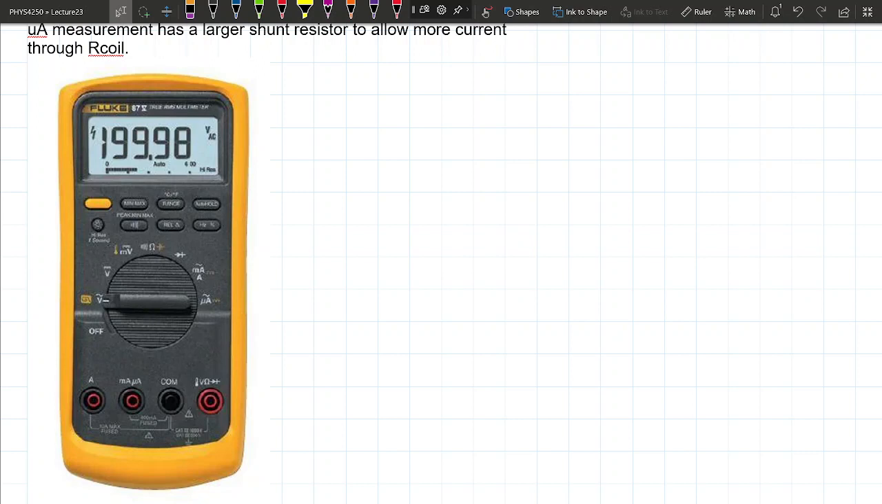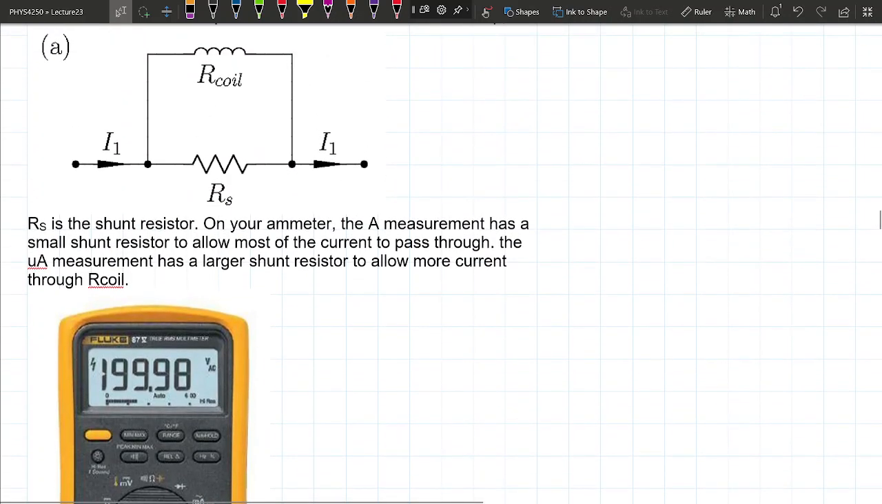When you put it into the A, it'll give you the same coil, but the shunt resistor will be very small. That means most of the current actually goes through the small resistor. Remember, smaller resistance means the broader street, a bigger pipe. So most of the current goes through the shunt resistor and not through the coil.